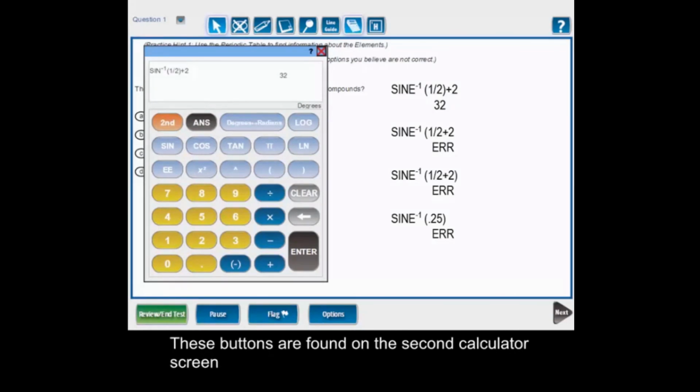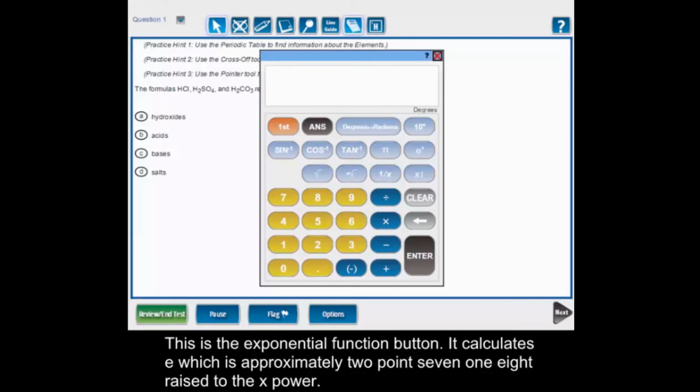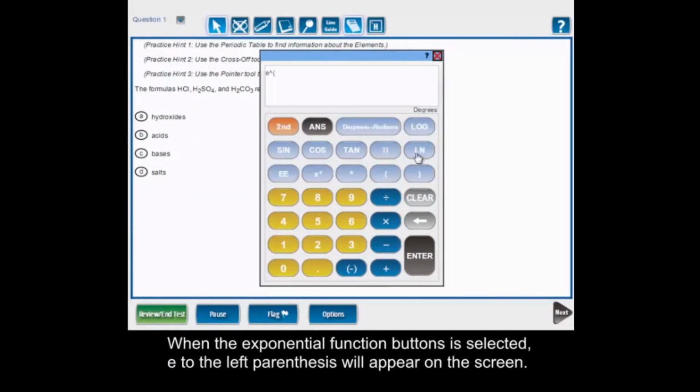These buttons are found on the second calculator screen. This is the exponential function button. It calculates e, which is approximately 2.718, raised to the x power. When the exponential function button is selected, e to the left parenthesis will appear on the screen.